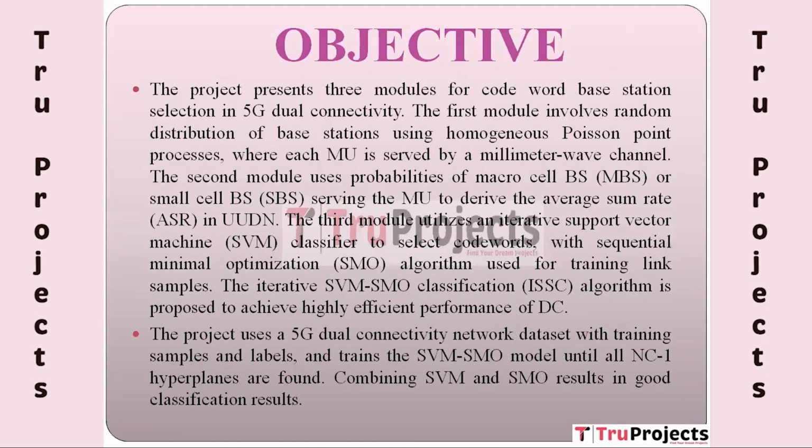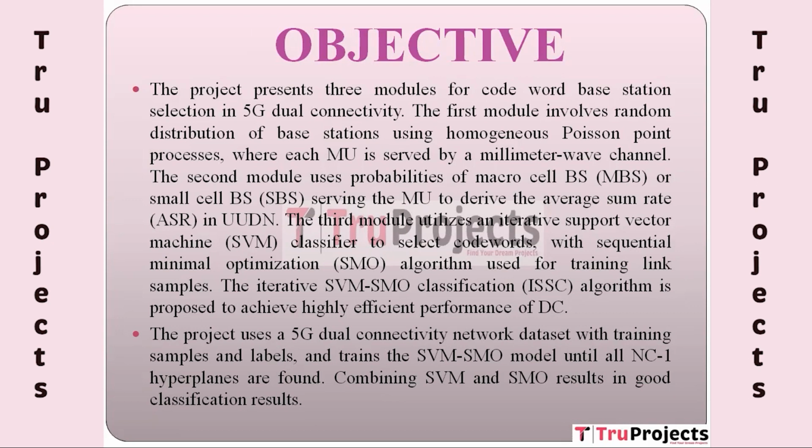Objective of the project. The project focuses on selecting code word base stations in 5G dual connectivity using 3 modules. The first involves random distribution of base stations using Poisson point processes, while the second uses probabilities of macro cell BS or small cell BS and derive the average sum rate. The third module uses an iterative SVM classifier and sequential minimal optimization SMO algorithm for codeword selection.